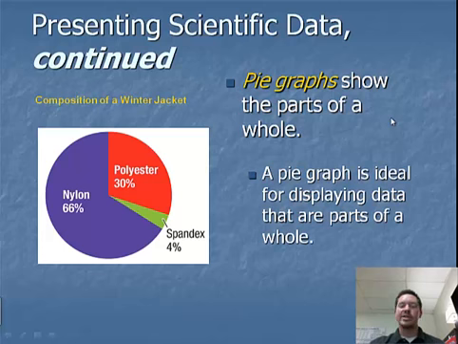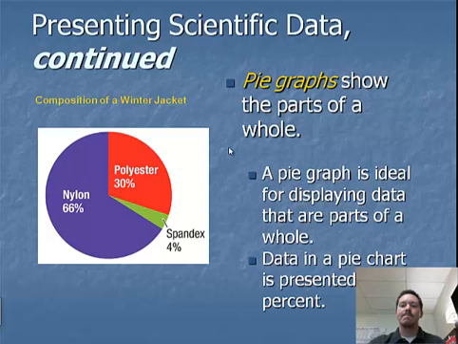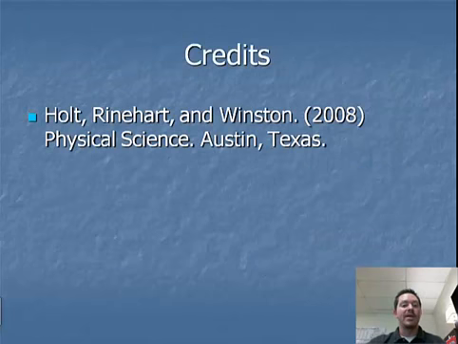A pie graph is ideal for displaying data that are parts of a whole. If you know 100% of a particular sample, then you could put it into a pie graph so that you could show how the composition is broken down. And most often we show data in a pie graph as percent, like we've got here: 4%, 30%, 66%. So that's all I have on graphs for right now.